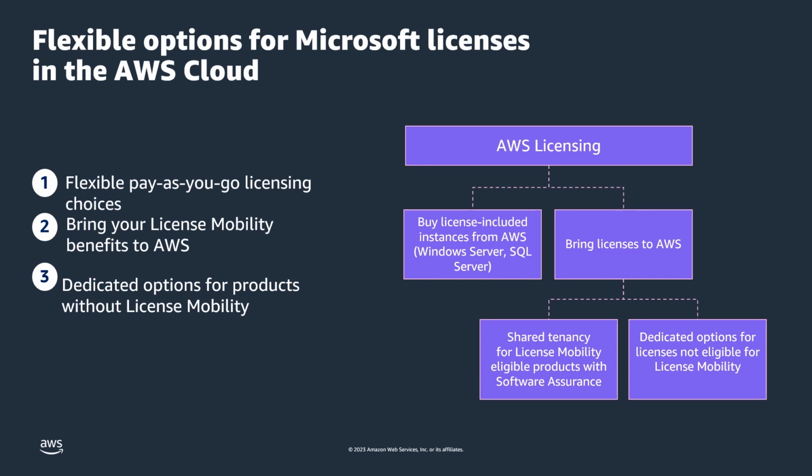This is a very high-level overview of the presentation today. We're going to start talking about license included options, which include products like Windows Server and SQL Server on EC2 or VMware Cloud. We'll talk more about bringing licenses to AWS, either to our shared tenant environments through license mobility and software assurance benefits, or to our dedicated tenant environments for those products that do not have license mobility. Now, some of you may know that Microsoft made some changes to licensing in October 2019. We'll talk about those changes during the dedicated part of the presentation.